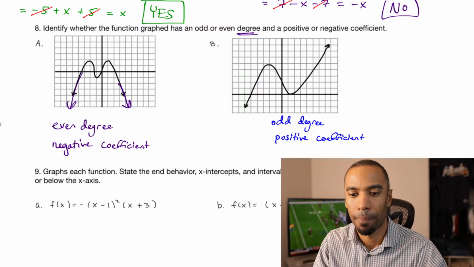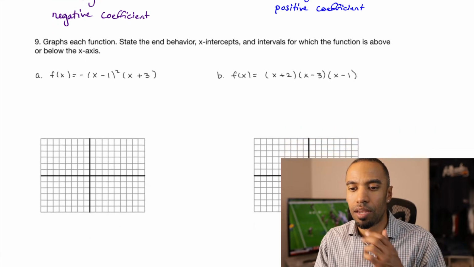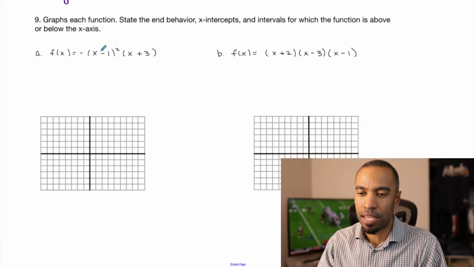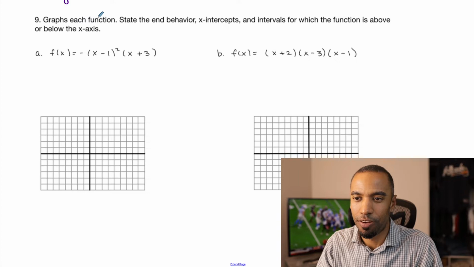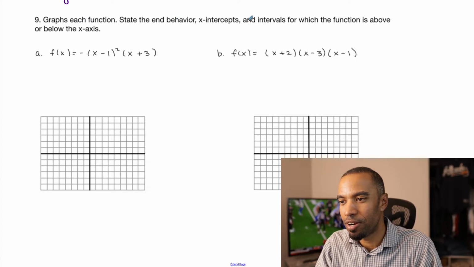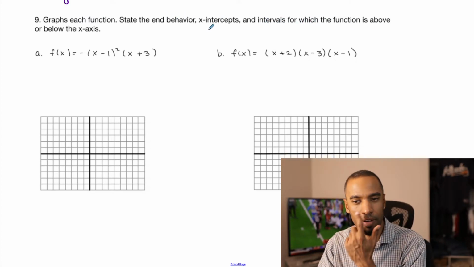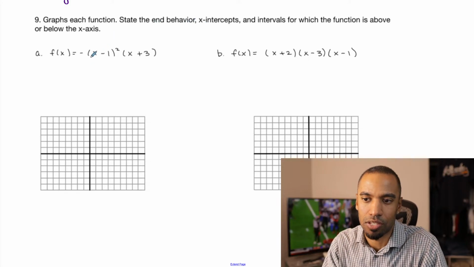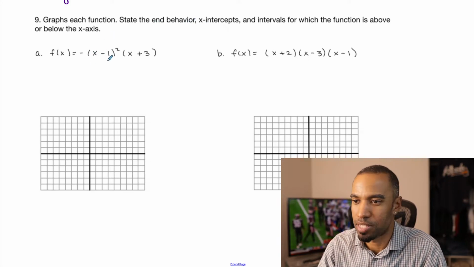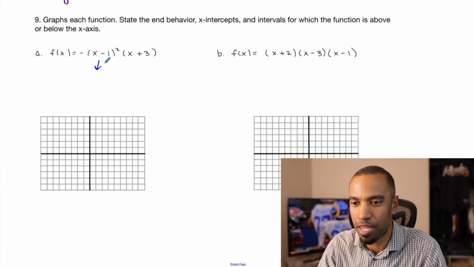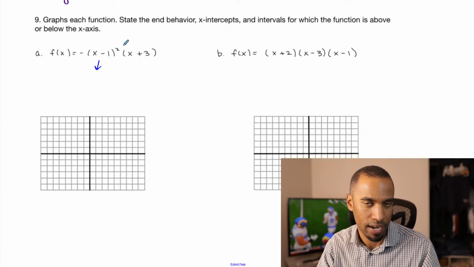There you go. All right. Number 9, parts A and B. Graph each function. State the end behavior, x-intercepts, and intervals for which the function is above or below the x-axis. All right, well, let's start with the x-intercepts because that's going to help us graph it. I'll state the end behavior in raw form, and then we'll actually write it out later.